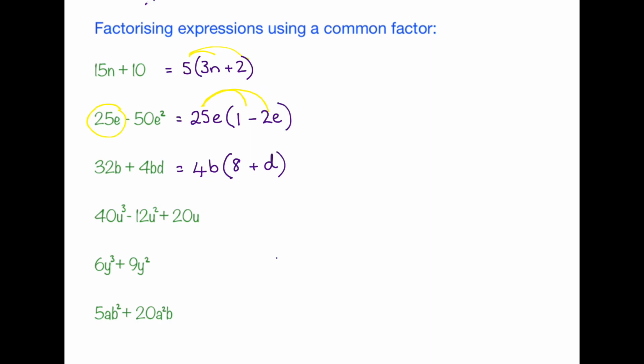Okay. Next one. We've got 40u cubed, 12u squared, 20u. So look at the numbers first. We've got 40, 12 and 20. So the biggest number that goes into all of those is 4 again. And if you have a look at the letters now, U goes into this, U goes into this, and U goes into this. But there's nothing higher than U that is in all of them. Okay, so we need to stick with the lowest power of U for common factors here.